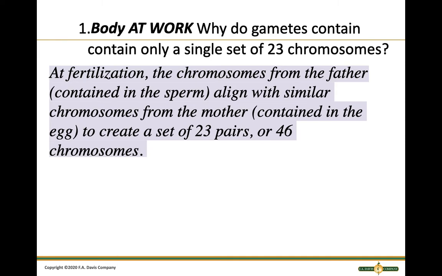Alright, why do gametes contain only a single set of 23 chromosomes? So remember, gametes are the sex cells that are produced through meiosis. And the reason is because at fertilization, the chromosomes from the father contained in the sperm align with similar chromosomes from the mother contained in the egg to create a set of 23 pairs or 46 chromosomes. So that zygote that's formed has the correct number of chromosomes. And if it didn't have the correct number of chromosomes, it wouldn't be able to divide and develop.